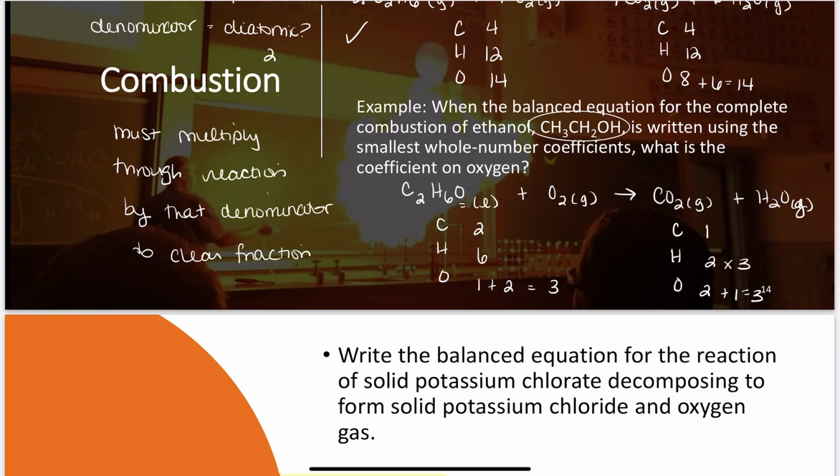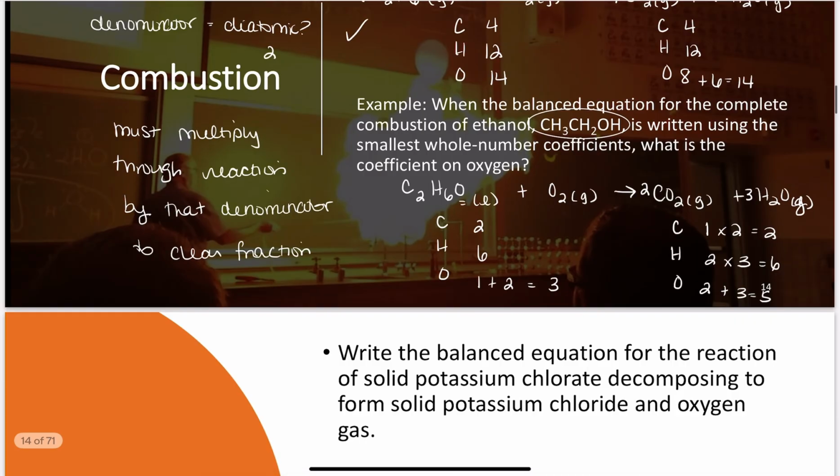I'm going to start with the hydrogens. So times 3 gives me 6 hydrogens on that side. Now I got 5 over here. Let's balance my carbons. Times 2. Yep, 2 gives me 2 carbons on each side. My carbons are balanced. That changed my oxygens. So 4 plus 3 equals 7.